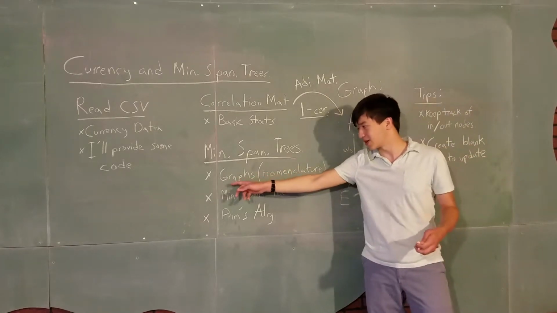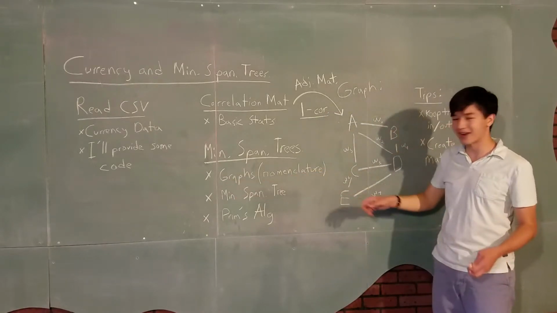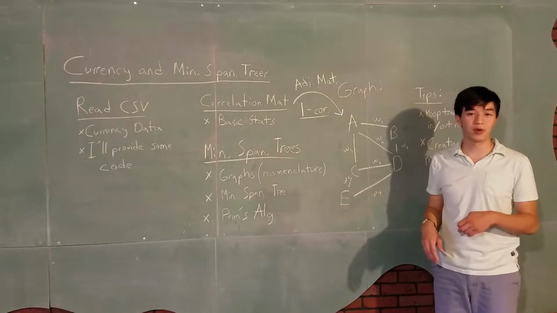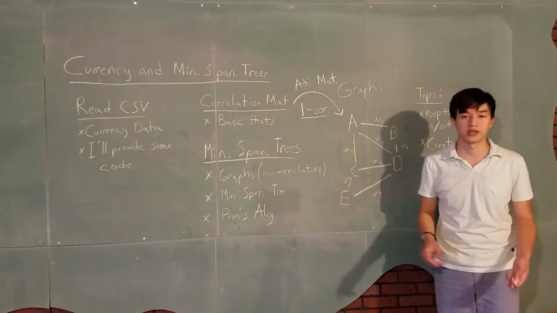In order to understand minimum spanning trees, we have to know what graphs are. So let's go over what graphs are. You guys are familiar with the type of graph that includes an x-axis, a y-axis, and like functions across it.